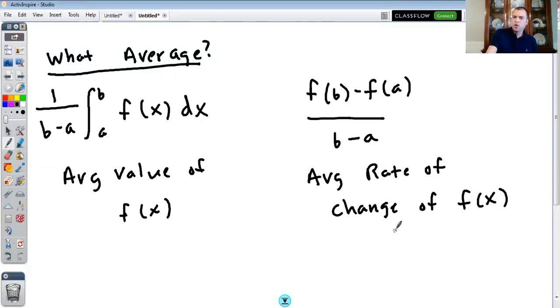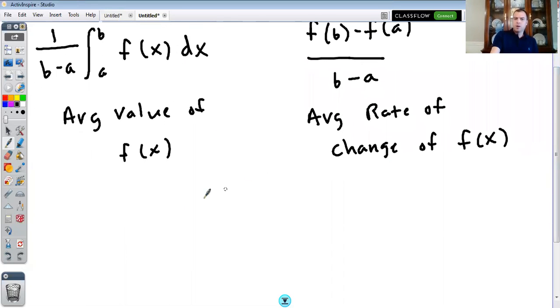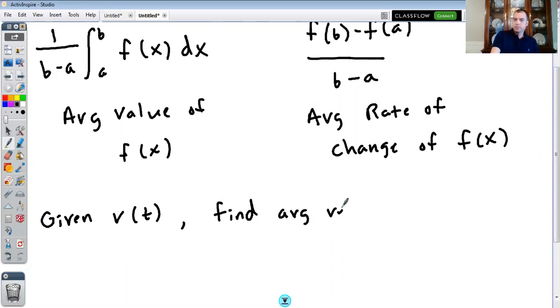So how does this apply to a problem? Well, if the word average gets thrown at you, you need to know which one am I supposed to do, right? So let's look at a couple of possibilities. Let's say a problem gives you the velocity of the particle and says find the average velocity. So I give you an equation for the velocity and I want the average velocity. Well, if I'm asked for the average of what I'm given, I'm always going to use average value.